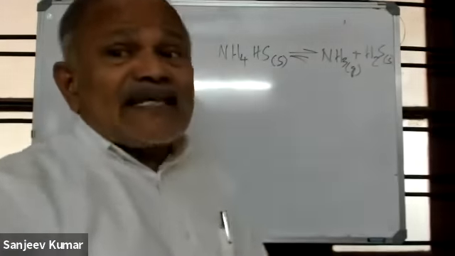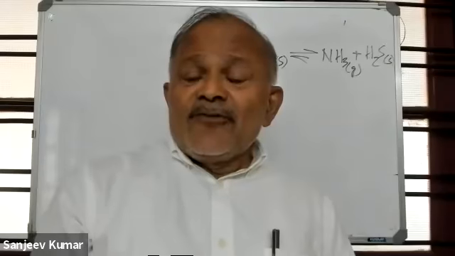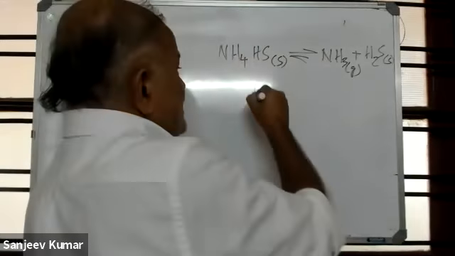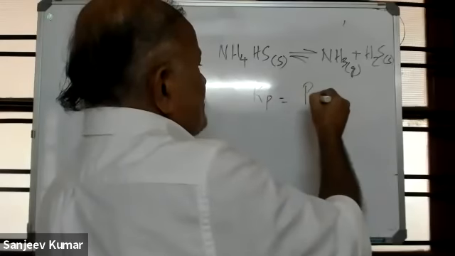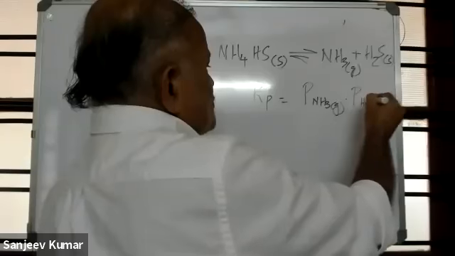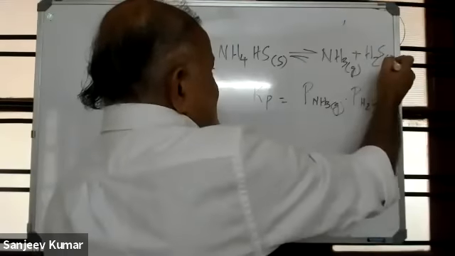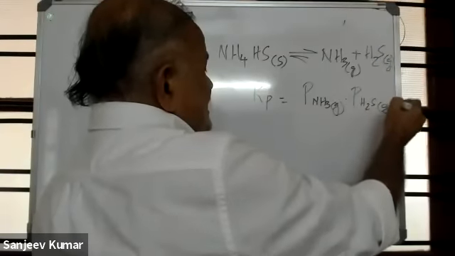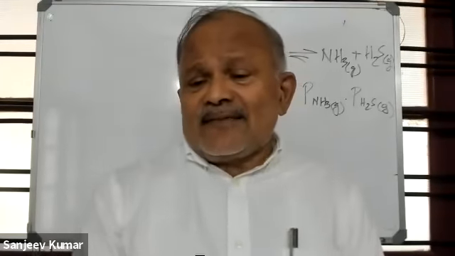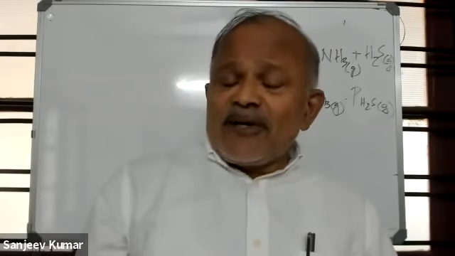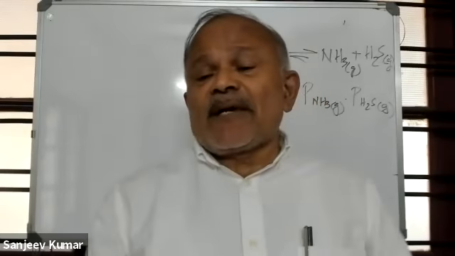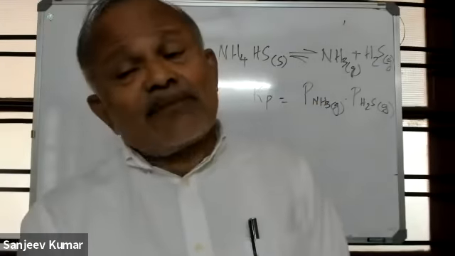Here, ammonium hydrogen sulfide is a solid. Therefore, we need not consider its partial pressure. Here Kp is equal to the partial pressure of ammonia gas into the partial pressure of H2S gas. That is, the equilibrium constant is the ratio between the active mass of the products to that of the reactants. For Kc, the active masses are expressed in mole per liter, and for Kp, as partial pressure in atmosphere.